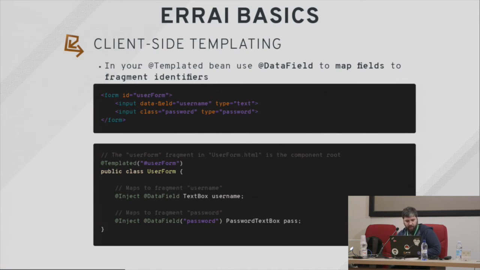As well, you can see in the templated annotation, there's this hash user form, which is also a use of a fragment ID. This is how in Errai, if you happen to be using a template file that is a full HTML page, you can specify what the root element of the UI component is. This allows you to reuse a large template file multiple times, isolating different parts.